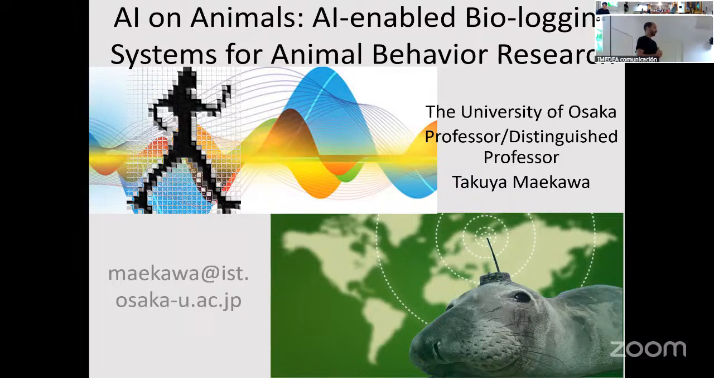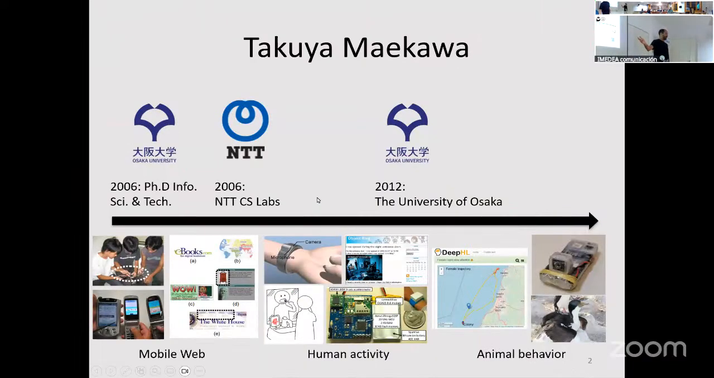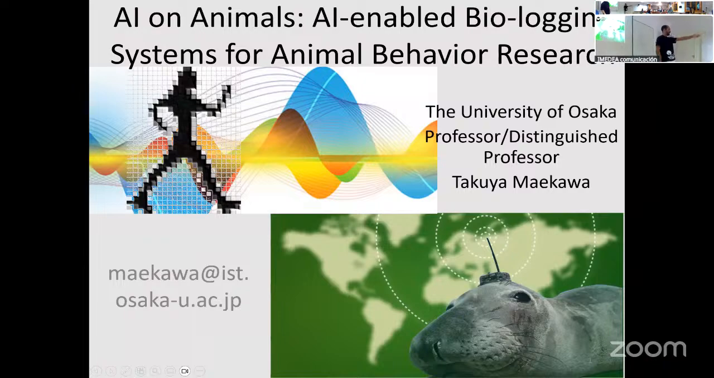Let me introduce Professor Takuya Maekawa from the Graduate School of Information Science and Technology of the University of Osaka. And also I want to welcome Dr. Momoe Sukegawa from the same group, postdoc.